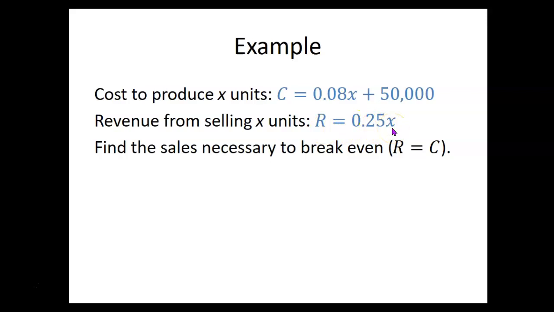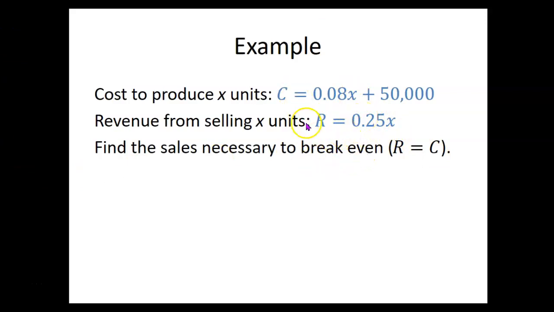So that's like we're selling these units for 25 cents each. So we're taking in 25 cents per unit. And we need to know how many units we have to sell to break even so that our revenue matches our cost. The amount of money we take in matches the amount of money we had to spend. So that's just a matter of setting these two equal to one another.